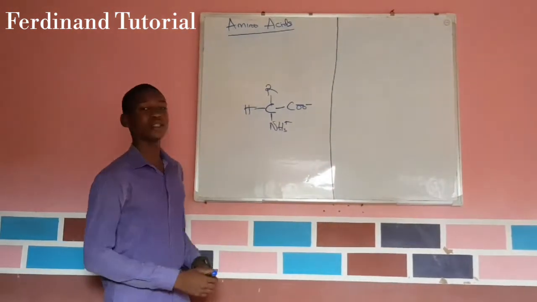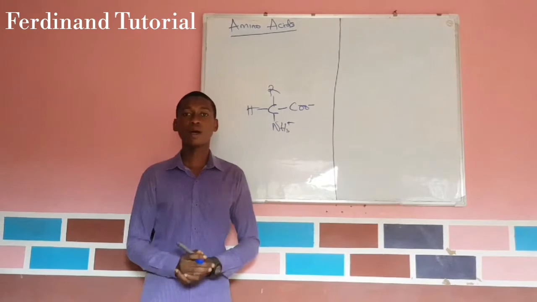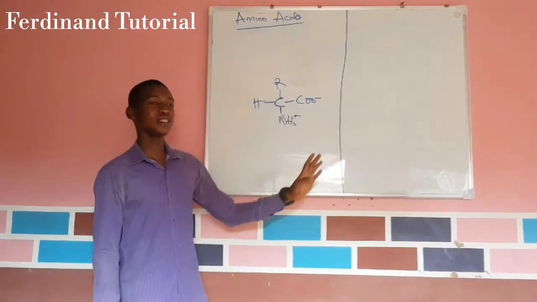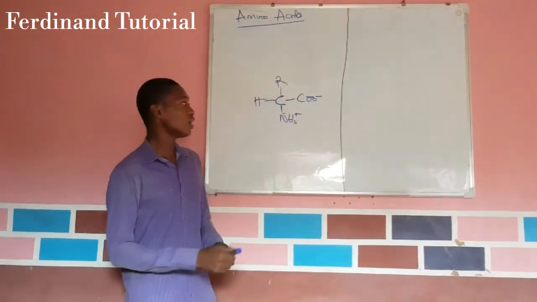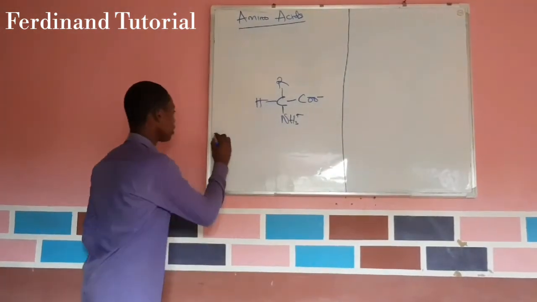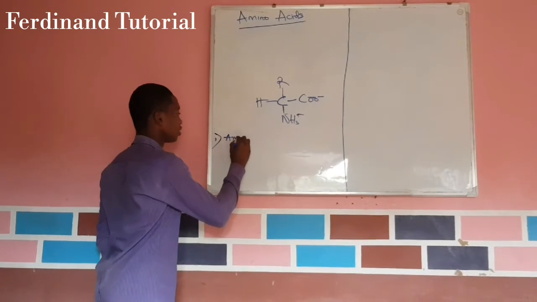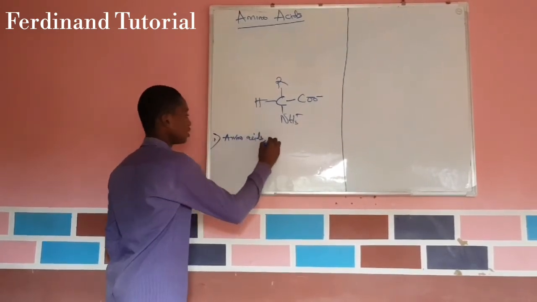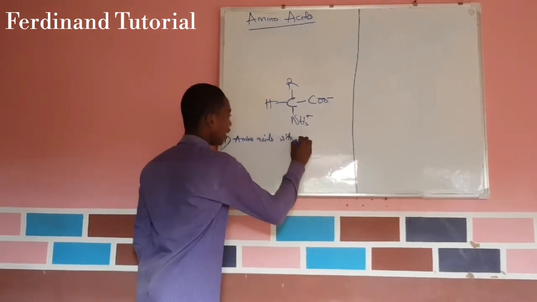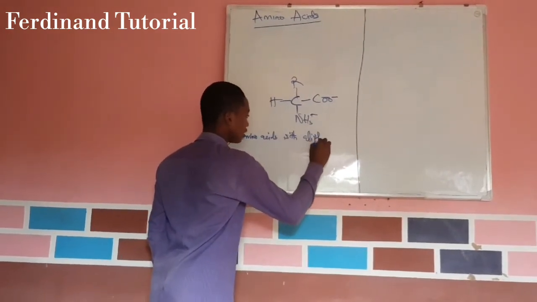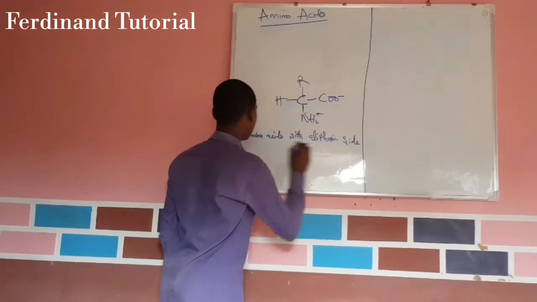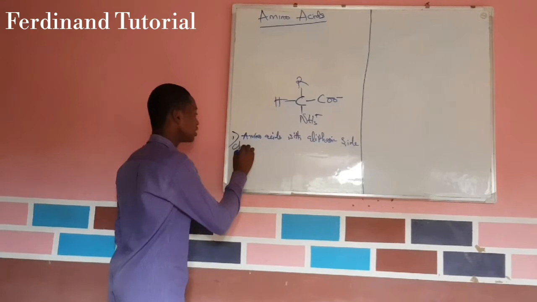Now let's talk about the different groups of amino acids. Remember, in the beginning we said that we have 20 amino acids. Now let's divide them according to their groups. The first group is amino acids with aliphatic side chains. When we're talking about amino acids with aliphatic side chains, they are 6 in number.